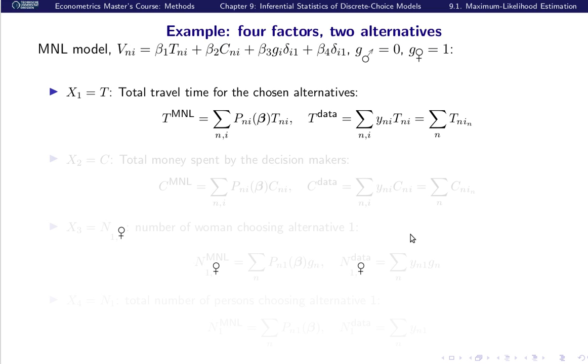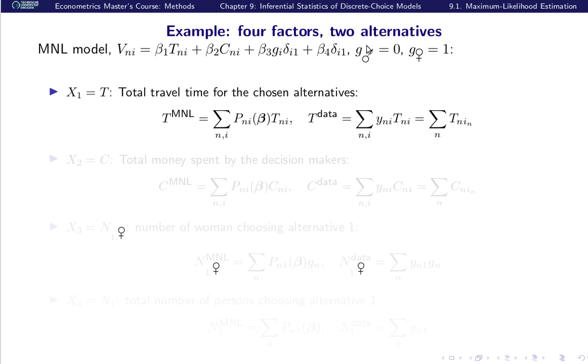Maybe some example. We have a situation, 2 alternatives and 4 factors. First we have a generic time sensitivity, a generic cost sensitivity. Then we have a gender preference for alternative 1. And we have the general preference, which is the alternative specific constant. That means the reference alternative is 2, and the gender has the usual dummy, male equals 0 and female equals 1. So we have 4 parameters, that means we have 4 property sums.